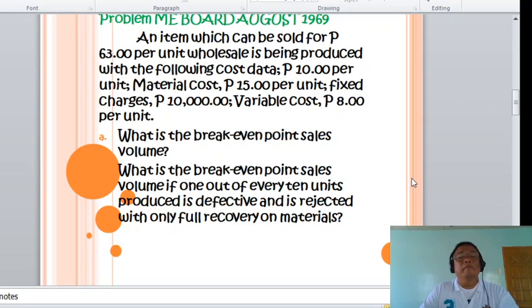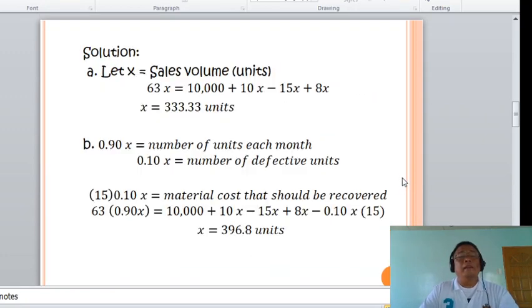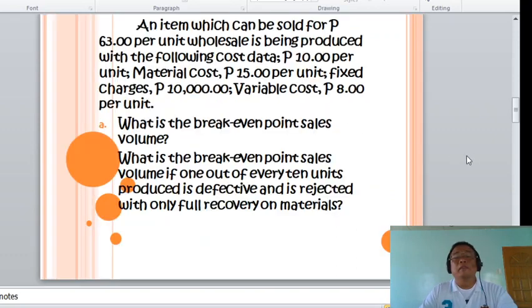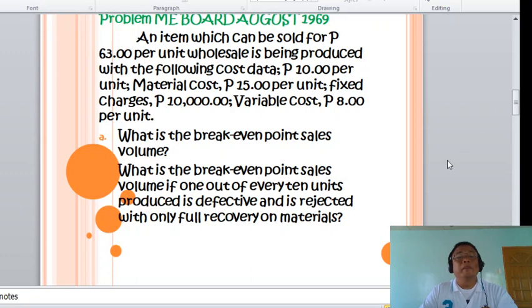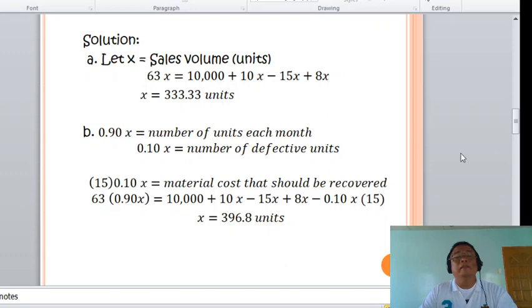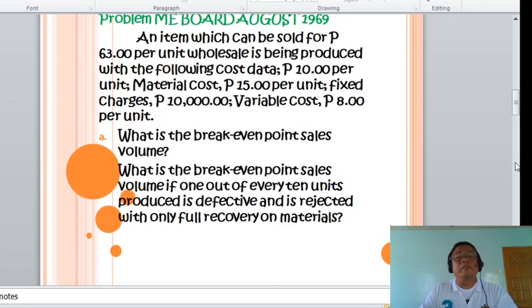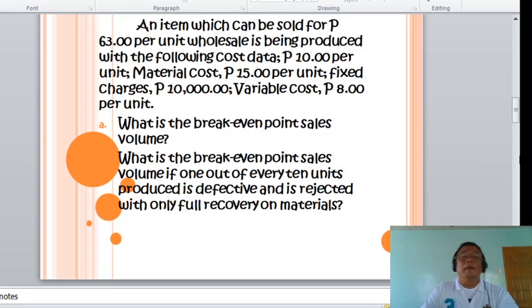Another is plus 15x, which is the material cost, and then 8x. What is that 8? That is the variable cost per unit.